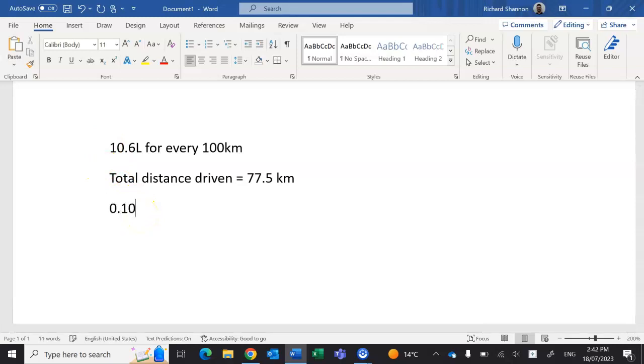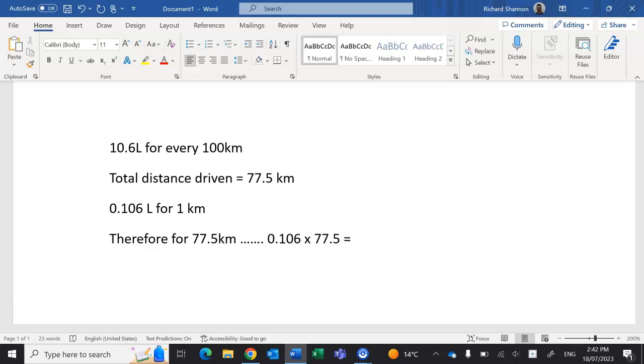It's 0.106 liters for 1 kilometer. Therefore, for 77.5 kilometers, I've got 0.106, and I'm going to multiply it by 77.5. This is going to give me a number of liters. Let me just check that.